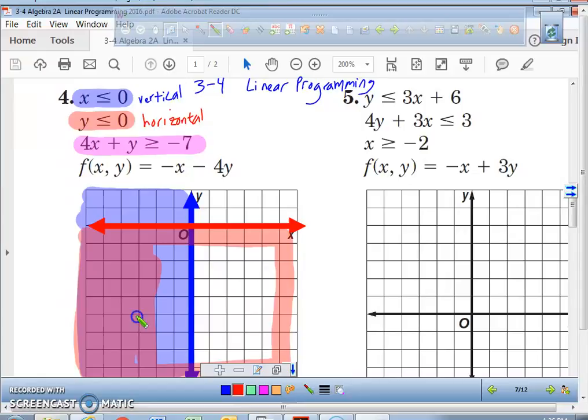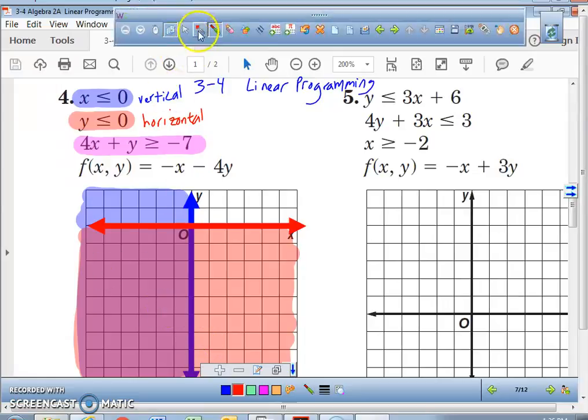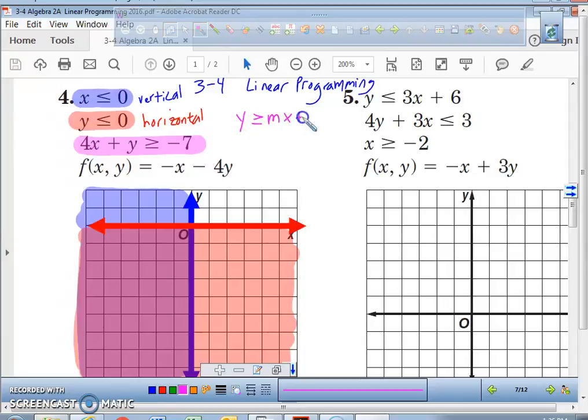So right now you can clearly see where the solution region or the feasible region is. Which quadrant would we be in if I said, what is the solution to those two? We'd be in the third quadrant right here. This would be our answer. Okay? Now the last one is not in slope-intercept form. Okay? So we're going to change this to y is greater than or equal to mx plus b form.